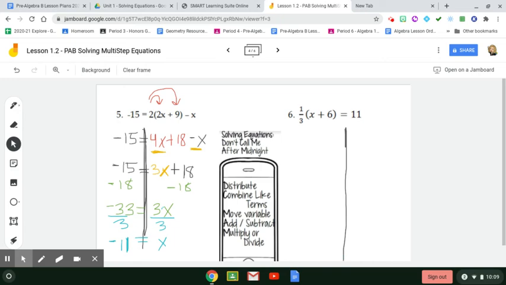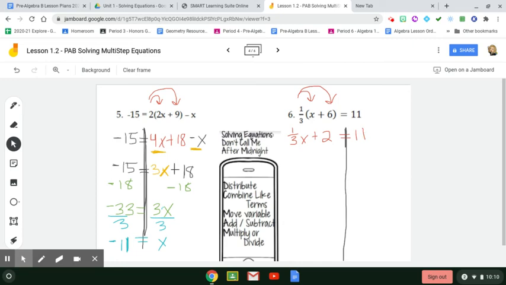All right, so distributive property. Yep, I've got parentheses. So I'm going to distribute the 1/3 to the x and to the 6. So I'm going to get 1/3 x plus, well, a third of 6. That's going to give me 2, and that equals 11.